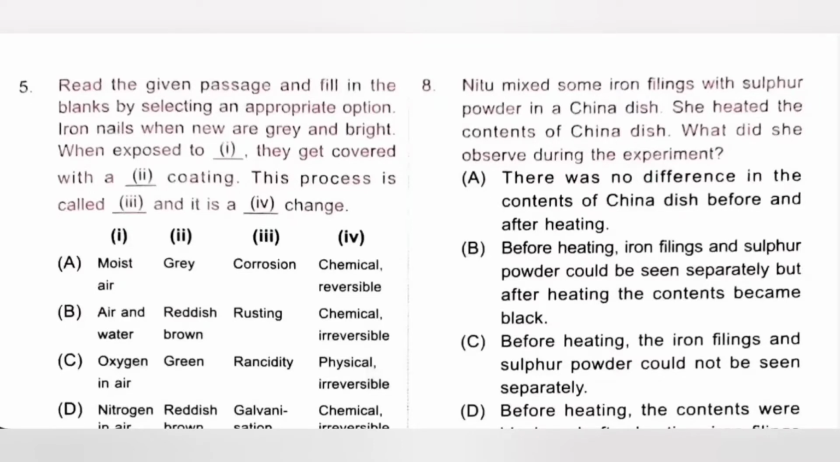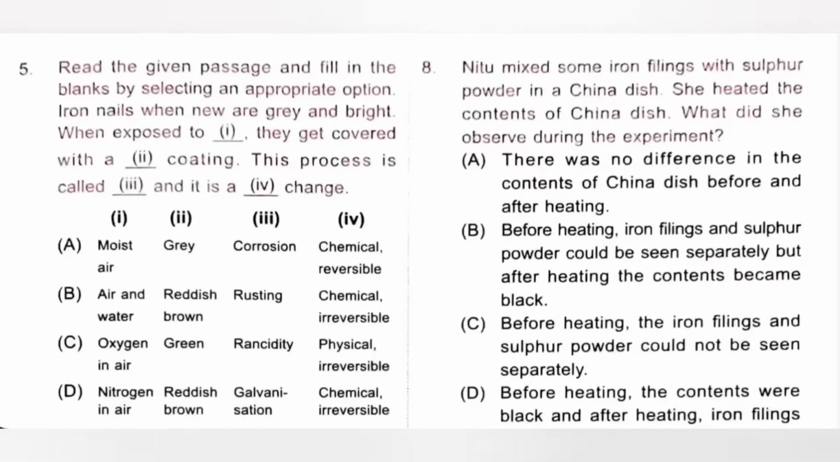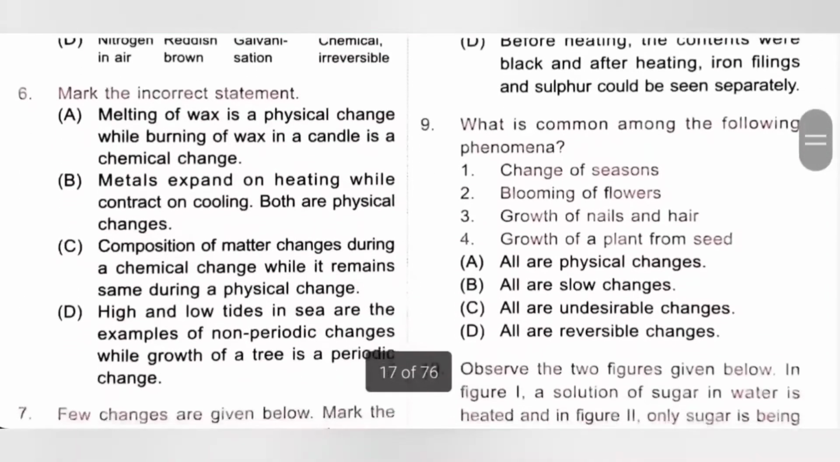So, we know iron nails, when new, are gray and bright, and when exposed to air and water, they get covered with a reddish brown coating. This process is called rusting. It is a chemical, irreversible change. So, option B is the correct answer. Option B.